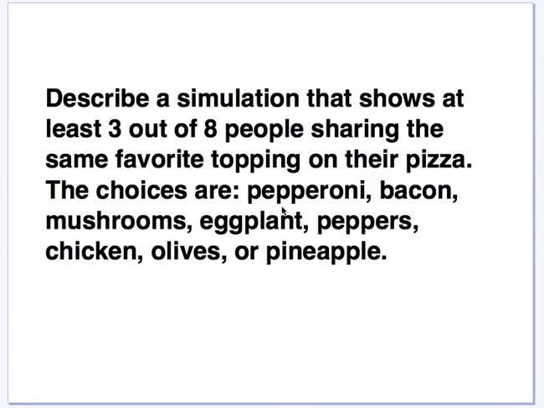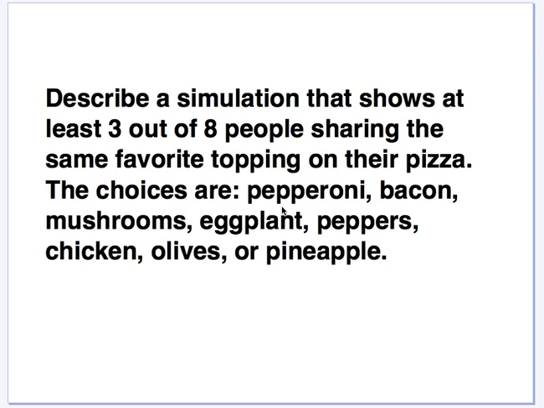Grade 8s, this is a simulation problem, a typical sort of problem we'd have in 11.3 when we're looking at simulations. So we describe a simulation that shows at least 3 out of 8 people sharing the same favorite topping on their pizza. So they've got 8 people, and it's just what is the likelihood essentially of 3 out of these 8 people having the same favorite topping. So whether it's pepperoni, bacon, mushrooms, eggplant, peppers, chicken, olives, or pineapple.